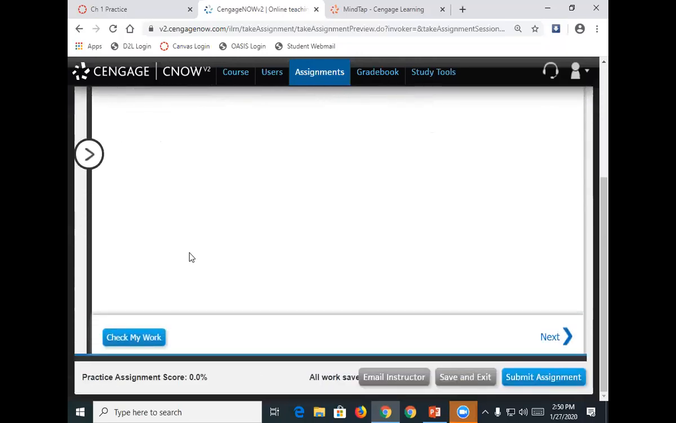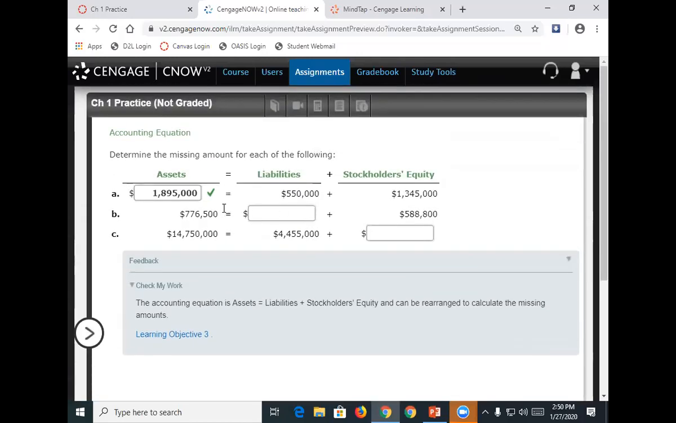And then students' favorite button, or one of their favorites, the good old check my work. Here you have unlimited check my work on all your homework. Again, not on the exam, but on your homework. You can hit check my work, and it'll put a green check mark if you're correct, or a red X if you're incorrect. It won't check it if you haven't completed it yet, but if you put a number in and you think you're right, you can use that as many times as you'd like.